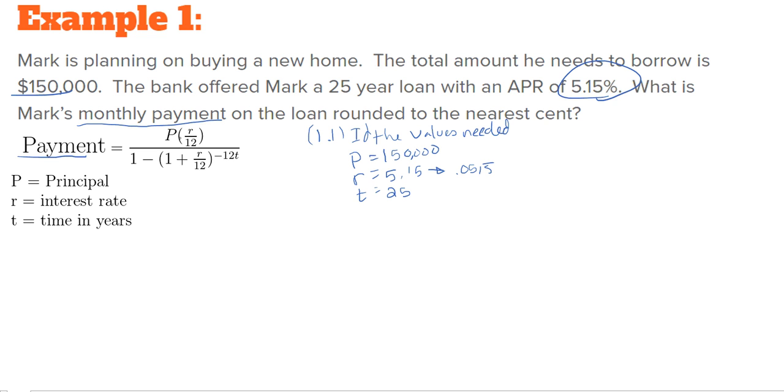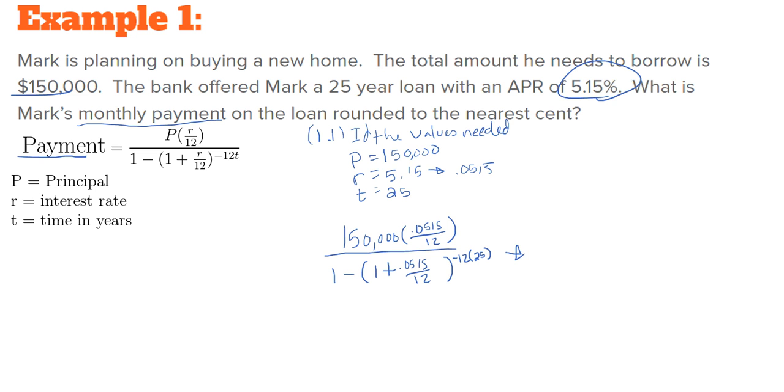So we're going to set this up in the formula, and then we're going to break it down. Okay, so P, we're going to set up on top. P is the principal, and we're going to have $150,000 times my rate divided by 12. So my rate is 0.0515 over 12. Then on the bottom, we're going to have 1 minus, and in parentheses, 1 plus our rate, 0.0515, divided by 12 to the negative 12 times t power, which is 25. And then we're going to break all of this down into our calculator.